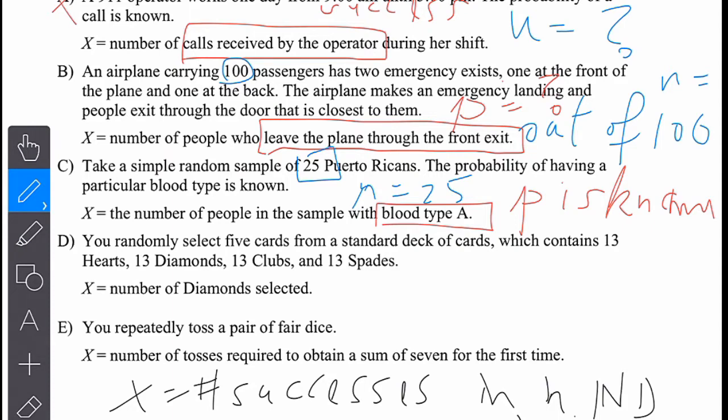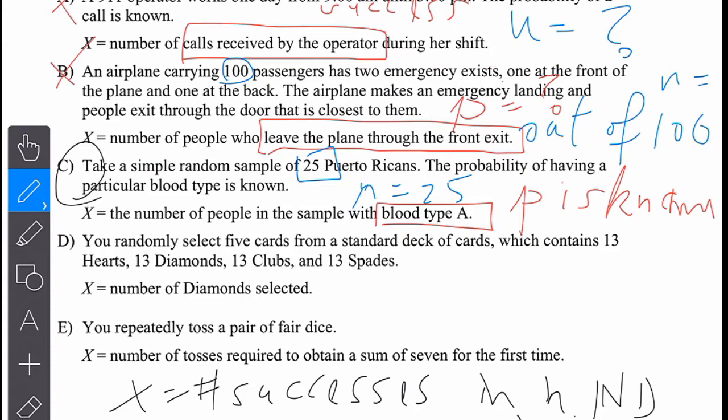It's the same for every person that you look at. I mean, before you know who they are, as each person enters without knowing who they are, the chance that they have that blood type is the same. Okay? So that is a binomial. So this is the correct answer. B is not the correct answer. C is the correct answer. All right? Very good. Some of you got that.